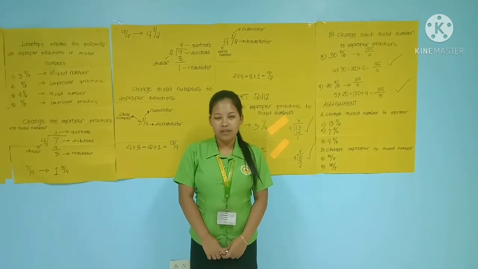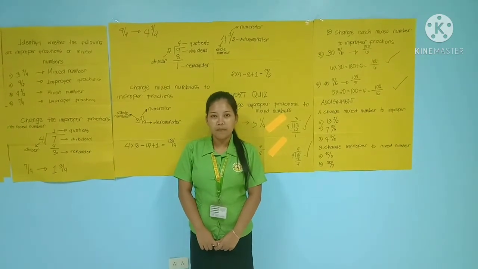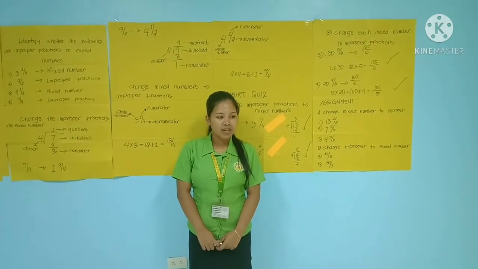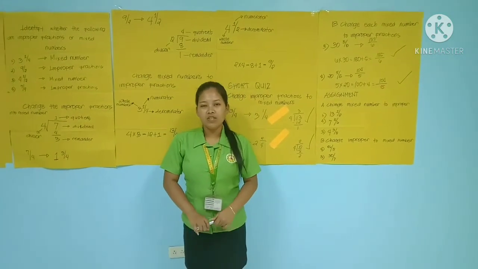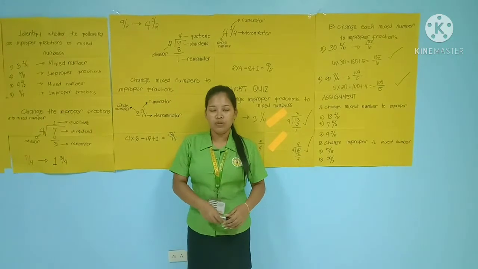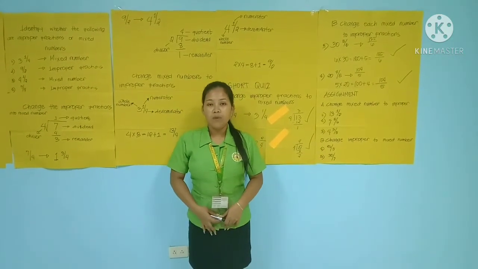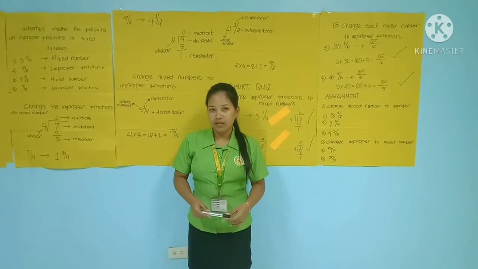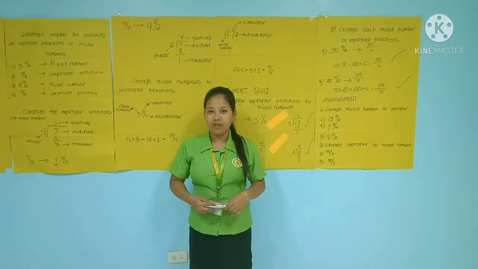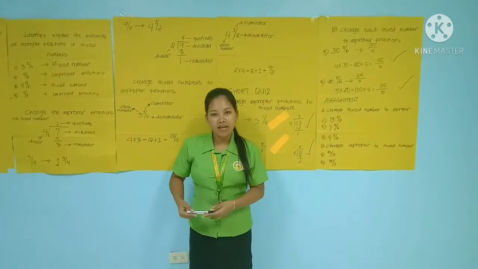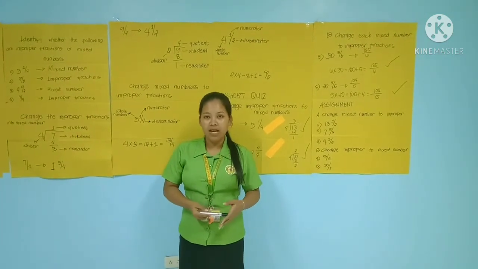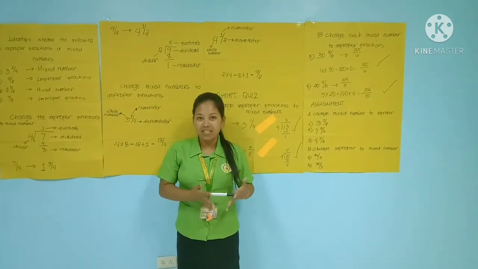How do we change improper fractions into mixed numbers? Yes, Regine? Correct. To change improper fractions into mixed numbers, we divide the numerator by the denominator, and the quotient will be our whole number. The remainder will be our new numerator, and we will just copy the denominator.